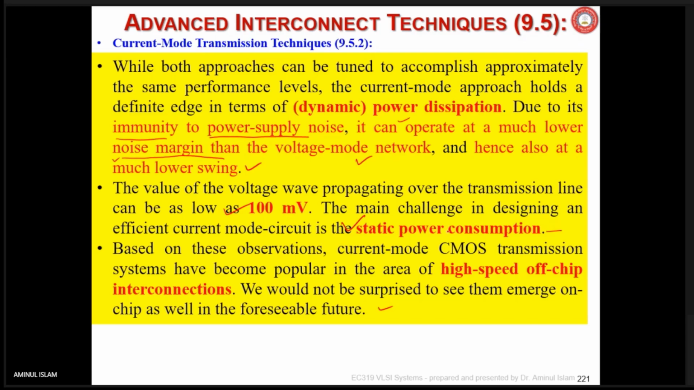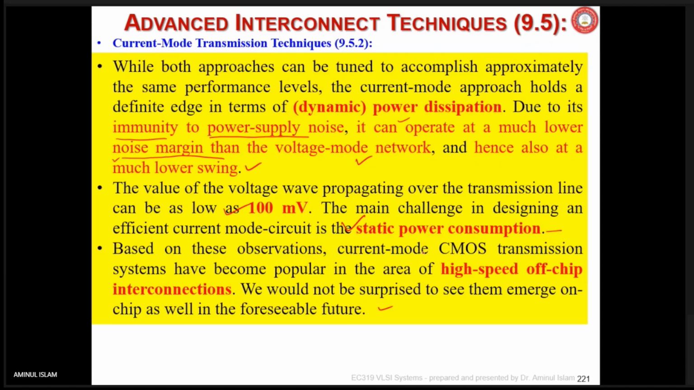The main challenge in designing an efficient current mode circuit is the static power consumption. You know that a current mode circuit is always going to conduct current. If you consider any circuit like a differential amplifier, it will always require a certain amount of bias current. Without bias current, it cannot operate. So static power dissipation is always there. That is one disadvantage of current mode circuits.